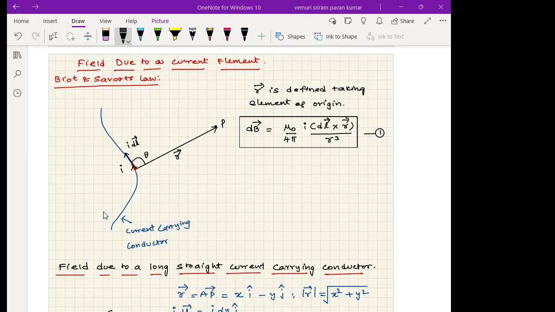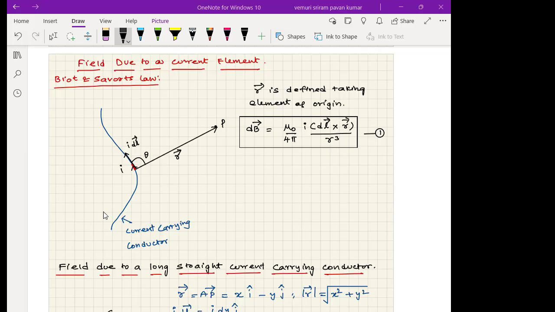Here you see, imagine that you have a current carrying conductor in this shape. Can you see that? Yes or no? Now you have an element over here. Can you see the element with the red mark? Yes, sir. Right. Now there is a point P over here, where there exists some magnetic field.